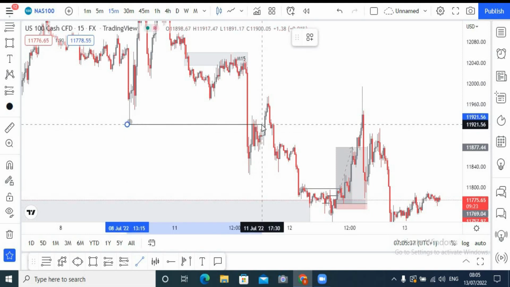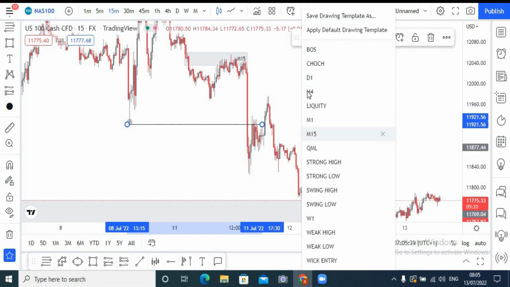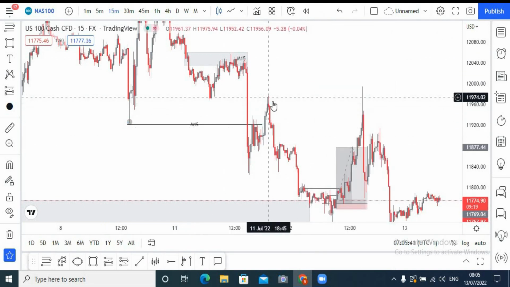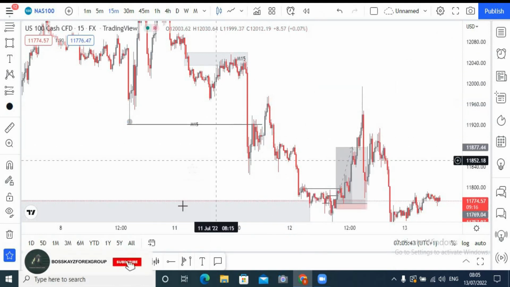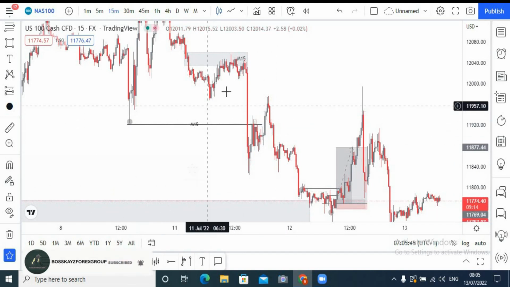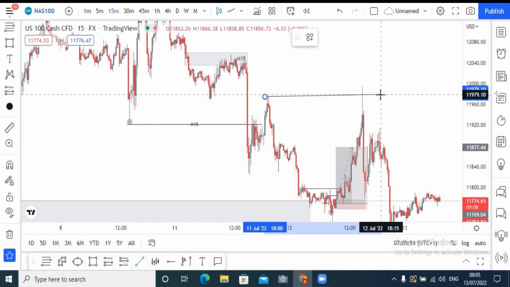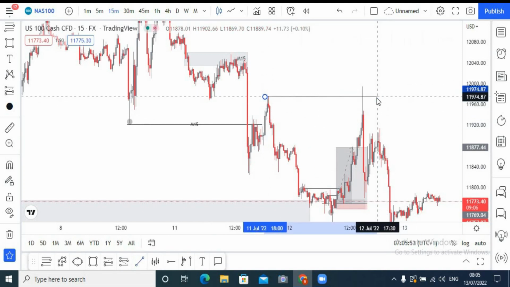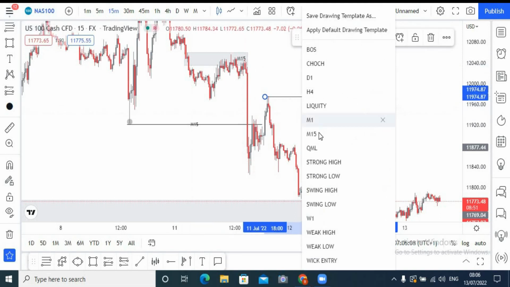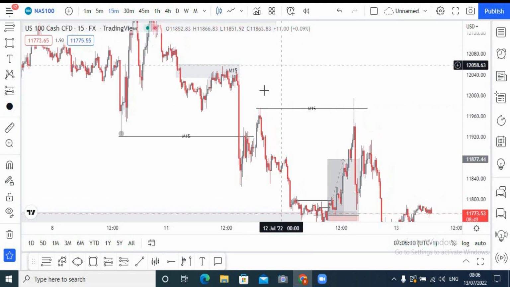Meaning, if you see something like this, you can also understand that this zone was created after the breakout structure. So where do you think the price will go? They'll go up, meaning they'll take out this zone as a liquidity, as a liquidity, right? Something like this.